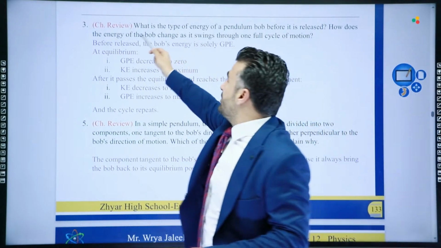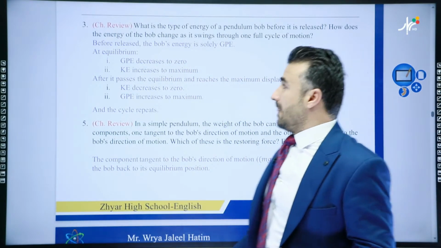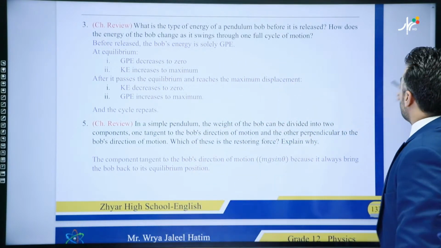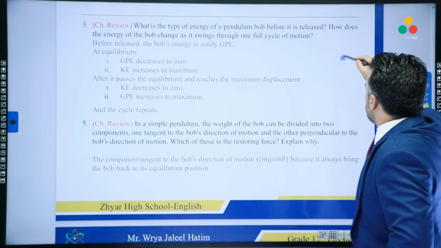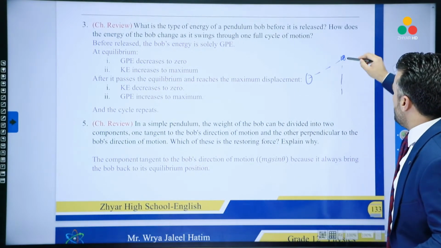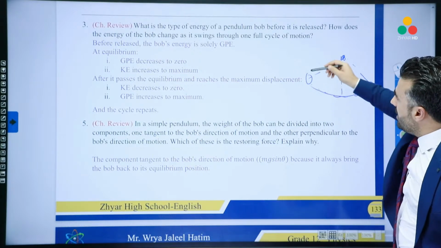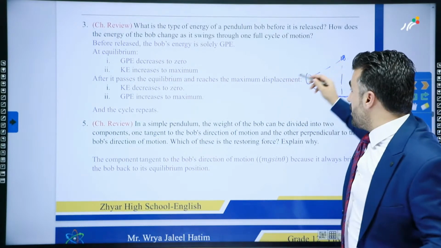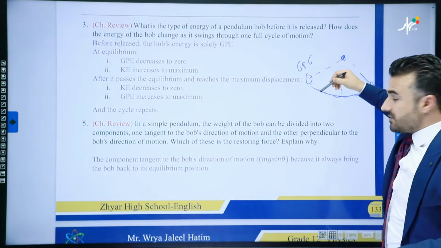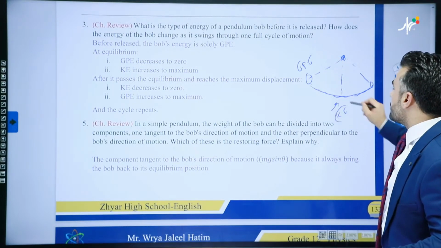It says, how does the energy of the bob change as it swings through one full cycle of motion? So before we release the bob, okay, let me draw this one. Perhaps it would help to understand this better. Here's the bob before we release. Here's the equilibrium position. And let's say this is the other end. So here's the swinging path. At this point here, before we let it go, it is all gravitational potential energy. As we let it go, it decreases, kinetic energy increases. At a point here, it is solely kinetic energy.